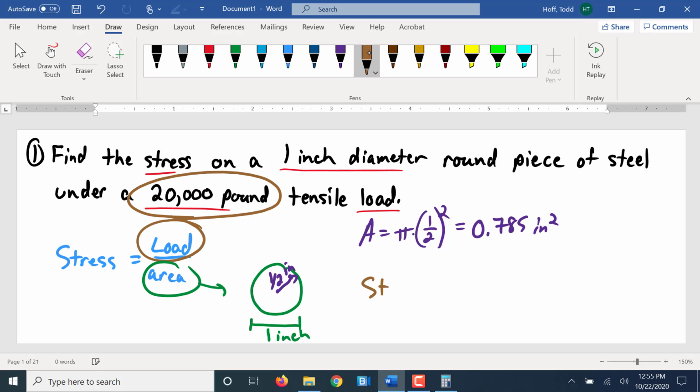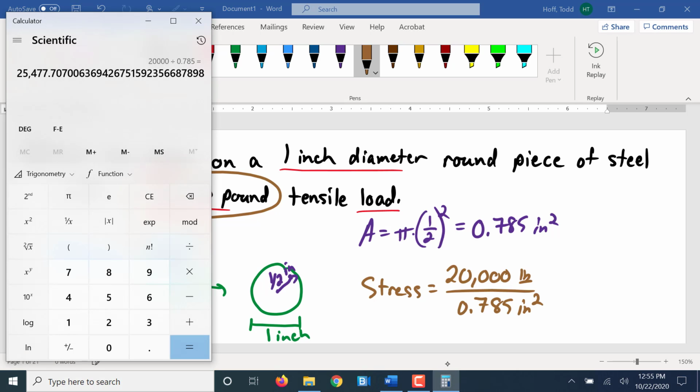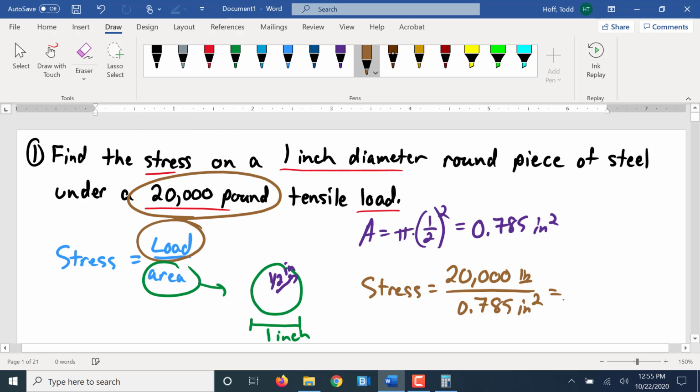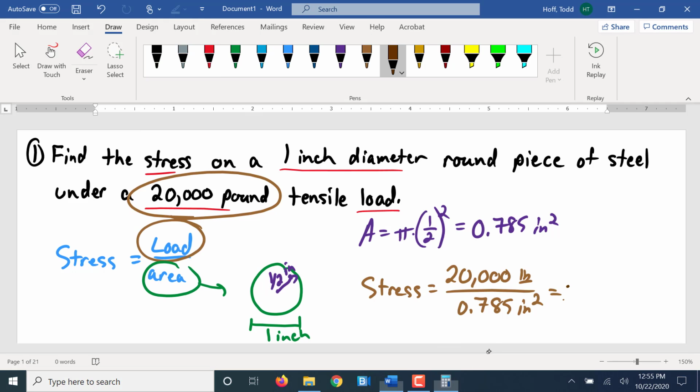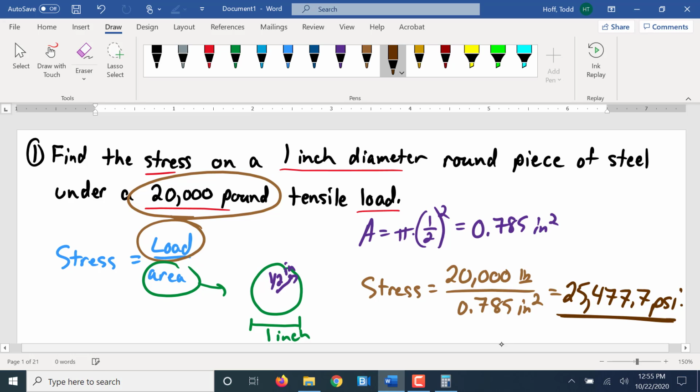So our stress is at 20,000 pounds divided over that area of 0.785 square inches. Here's 25,477.7. And that is PSI, pounds per square inch.